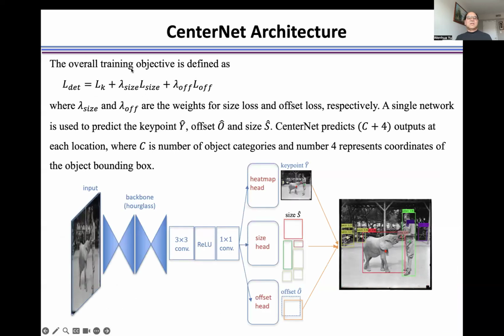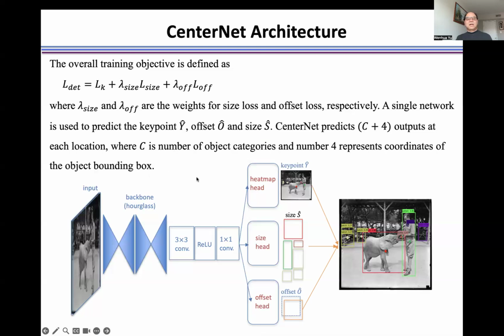The overall training objective is defined as a sum of 3 terms, where lambda size and lambda off are the weights for size loss and offset loss respectively. A single network is used to predict the keypoint Y hat, offset O hat, and size S hat, as shown here. CenterNet predicts C plus 4 outputs at each location, where C is the number of object categories and the number 4 represents the coordinates of the object bounding box.